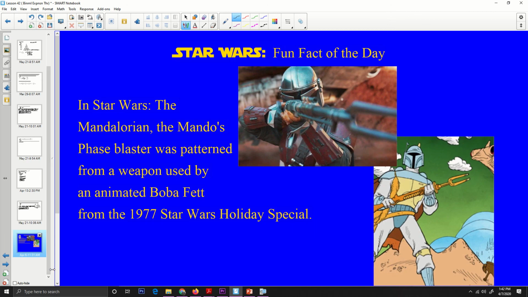The Star Wars fun fact of the day: in Star Wars The Mandalorian, the Mando's phase blaster was patterned from a weapon that was used by an animated Boba Fett from the 1977 Star Wars Holiday Special. Talk about a throwback. That is, if my count is correct, 43 years old. Yep, that sounds about right.